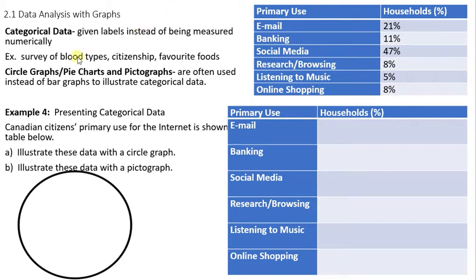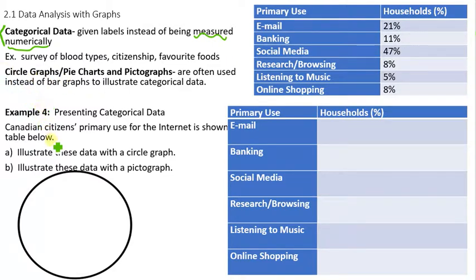The final topic that we're going to talk about is categorical data, and we already kind of defined this. These are just labels given instead of being measured numerically. So it could be cat, dog, cow, sheep, pig, or it could be blonde, brown, black hair, red hair, that type of idea. An example: a survey of blood types, citizenship, favorite foods, anything that you can label with a category.